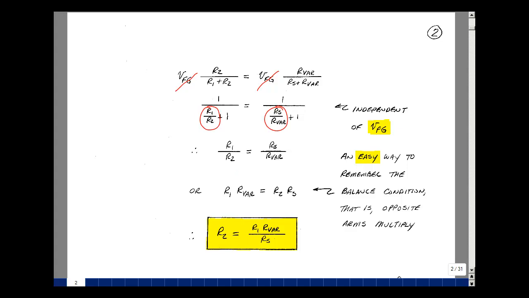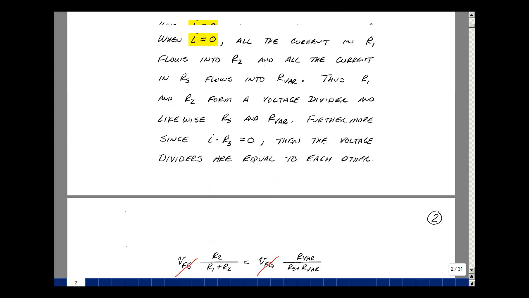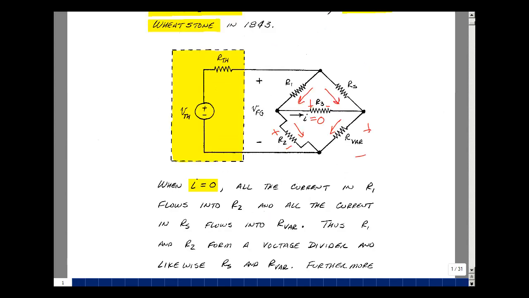Now, the balance condition is the following. If I were to cross multiply here, R1 times R variable is equal to R2 times R sub S. Now, you don't have to memorize this formula, but I like to know these things so that I can write them down quickly. And sometimes in lab, it helps me get through a problem or a calculation quicker. Now, what is this? If you go back and look at the previous page, we have a balance condition when we vary this resistor such that this current is equal to 0, and that implies that R1 times R variable is equal to R sub S times R sub 2.